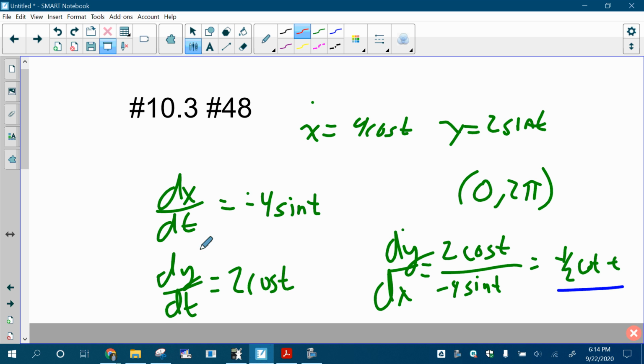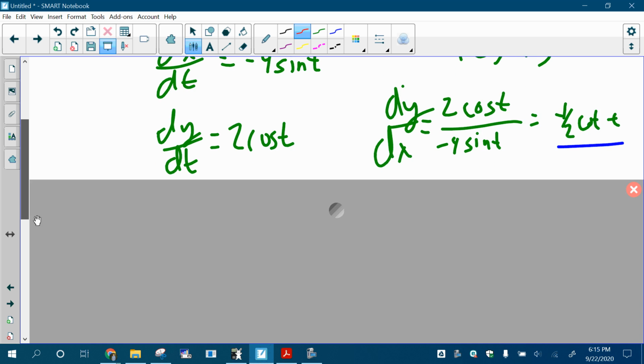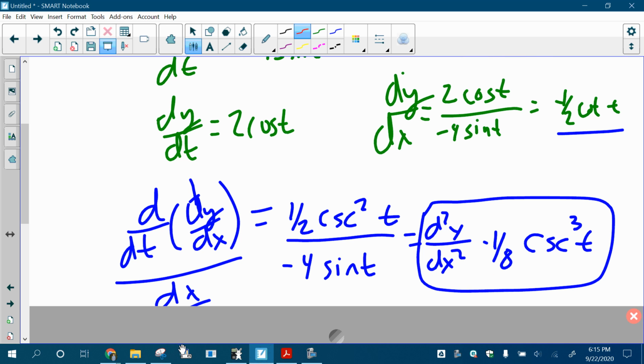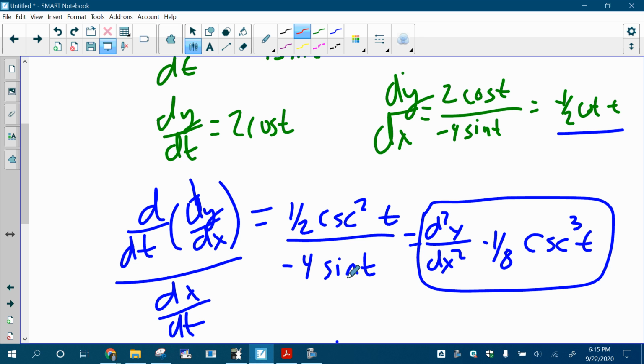To find the second derivative, you have to do the derivative of dy dx and then stack it on top of dx dt. So I'm going to do the derivative with respect to t of dy dx. What's the derivative of negative 1/2 cotangent? Well, the derivative of cotangent is negative cosecant squared. So I'm going to do negative 1/2 times negative cosecant squared. Oh, that's just 1/2 cosecant squared. And then you have to stack it over dx dt. Don't forget to stack it over the dx dt part. And that gives me my second derivative.